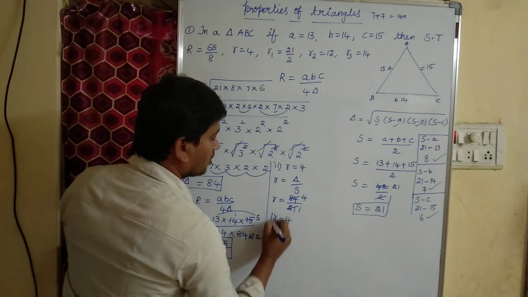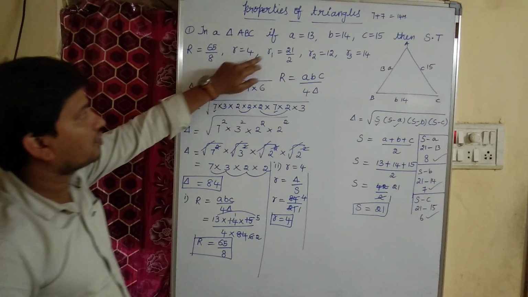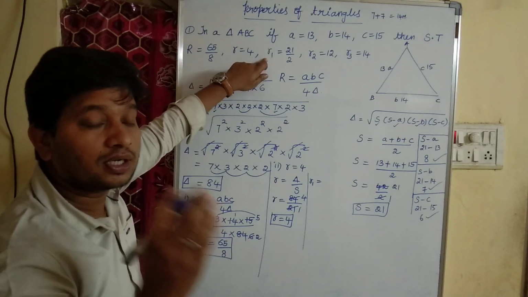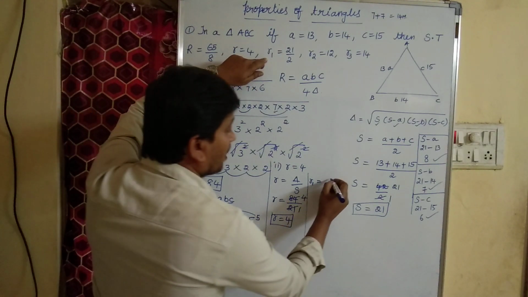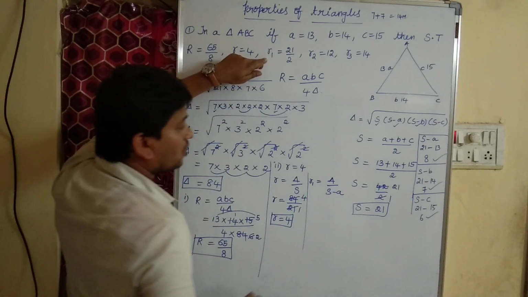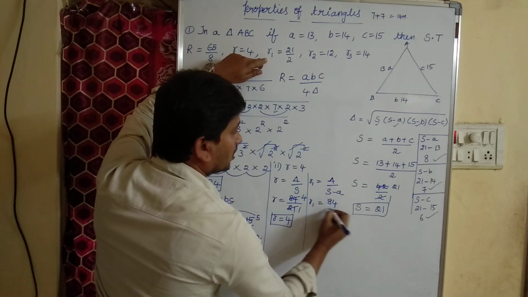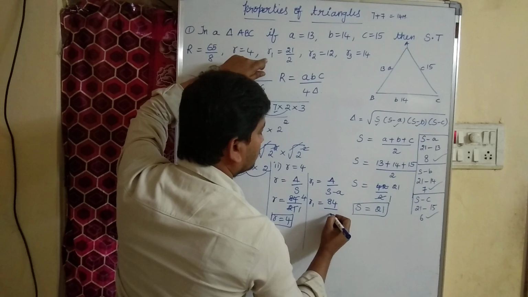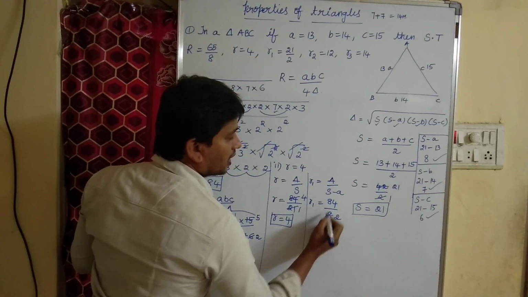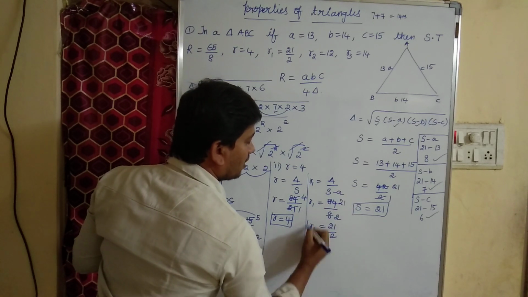So what is small r? Small r equal to 4. Right? Now we have to prove that r1 equal to 21 by 2. Children, students, the formula for r1 is delta by s minus a. Delta by s minus a. So r1 equal to, as we got delta value 84 divided by s minus a value 8, right? So 4 table 4 2 are 8, 4 21 are. So small r1 equal to 21 by 2.